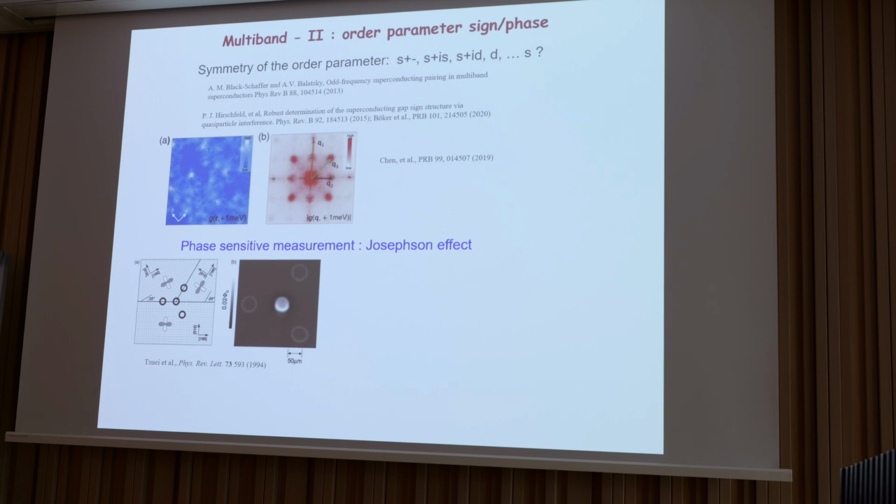Now let's take a look at pnictides. Now we have many bands, and if you rotate them, don't expect anything good. There will be massive tunneling between different bands, different directions, different signs. I wouldn't bet that you get anything understandable out of this experiment. So we need to do something else.